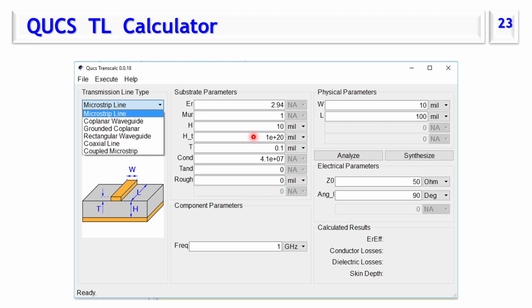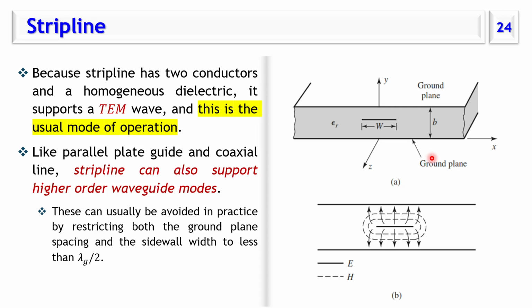There are many tools that can be used for this. For example, you can use the transmission line calculator, or QUCS, the Quite Universal Circuit Simulator, and you can analyze and synthesize. There are many other tools, of course, and there are online tools as well.